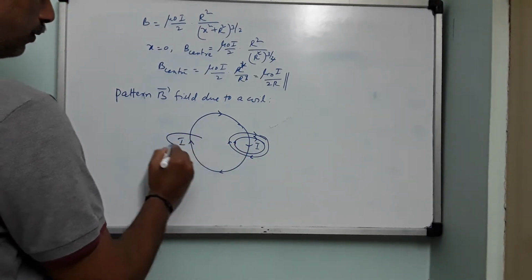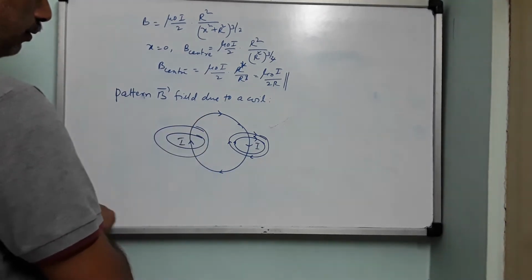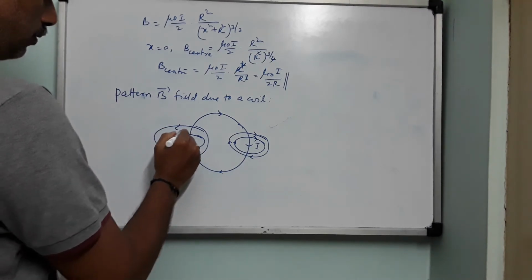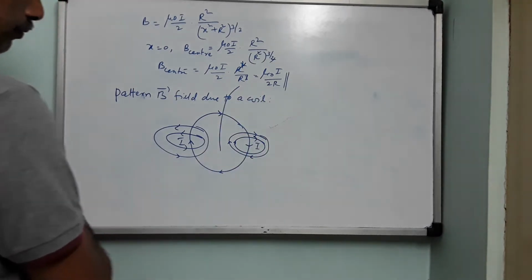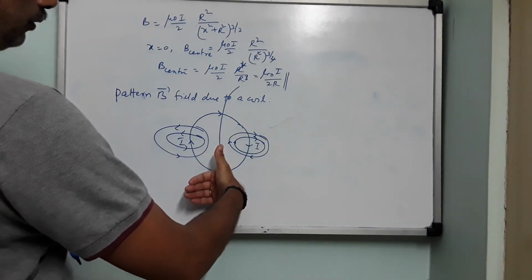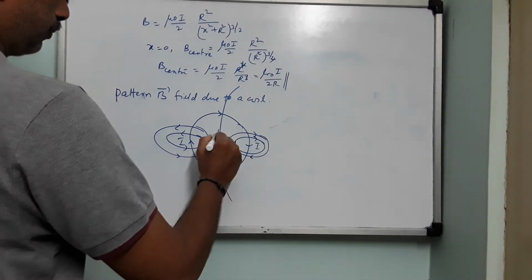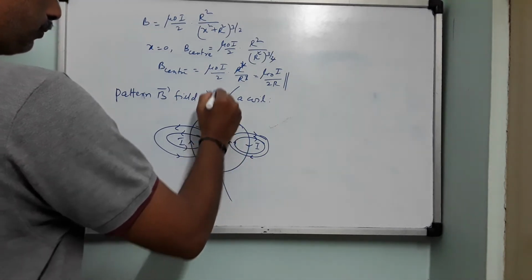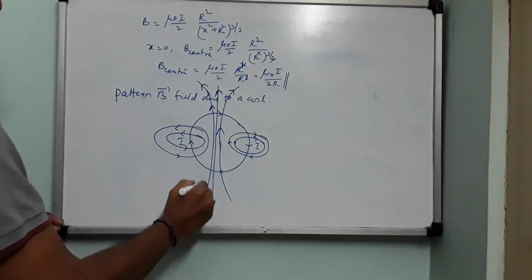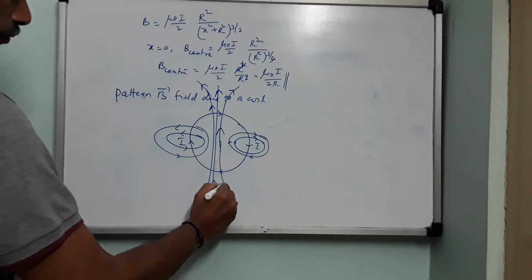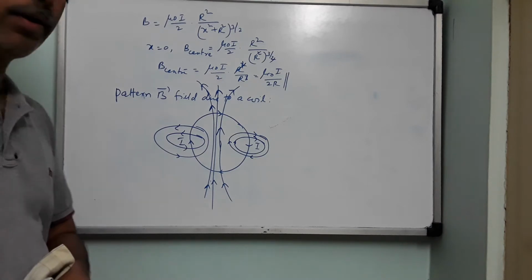Here, like this. And here, like this. This is the pattern of magnetic field due to a circular coil. This is also important for 1 mark.